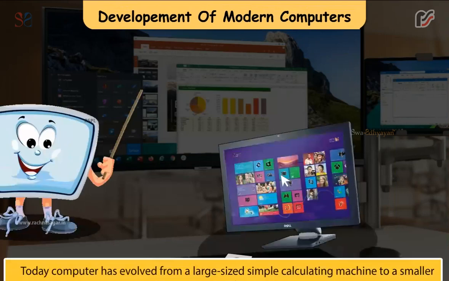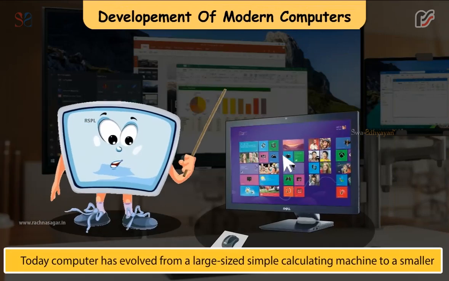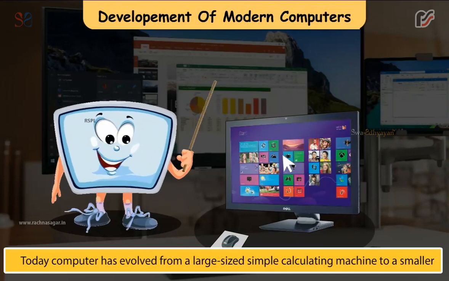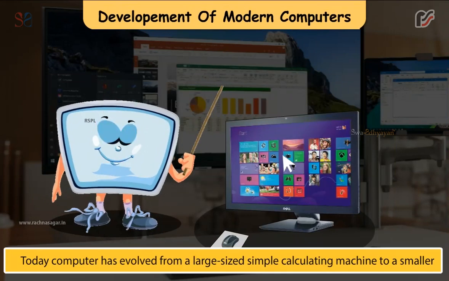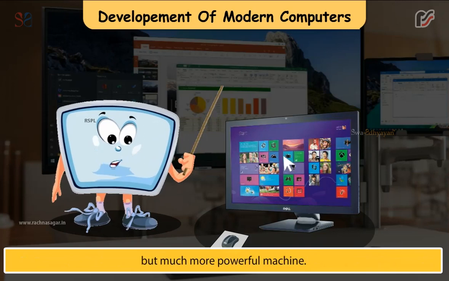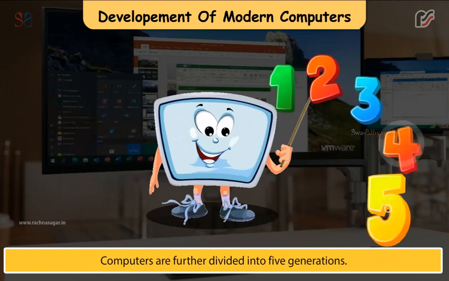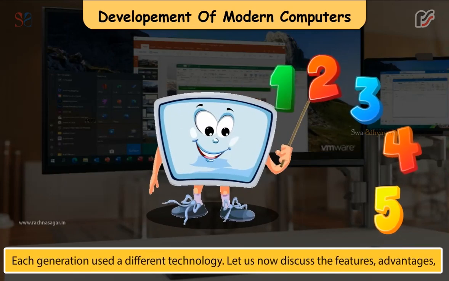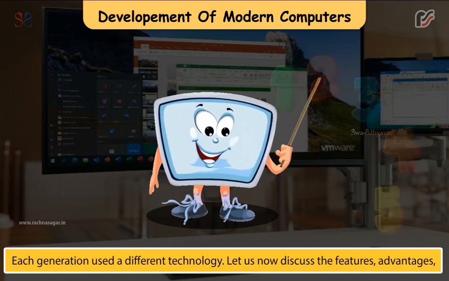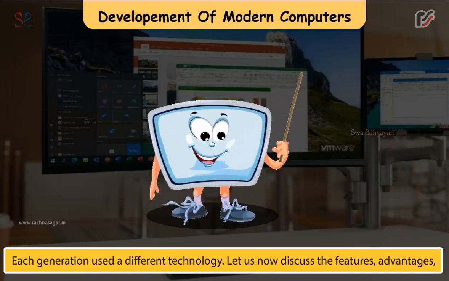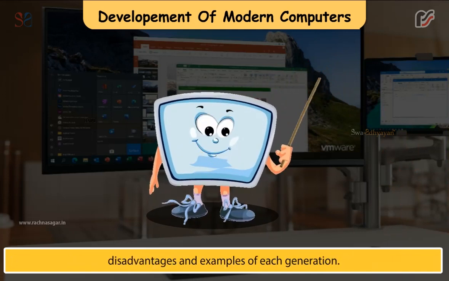Development of modern computers. Today computers have evolved from a large-sized simple calculating machine to a smaller but much more powerful machine. Computers are further divided into 5 generations. Each generation used a different technology. Let us now discuss the features, advantages, disadvantages, and examples of each generation.